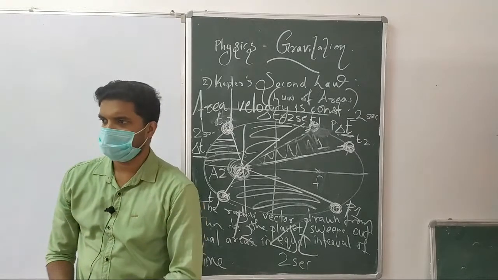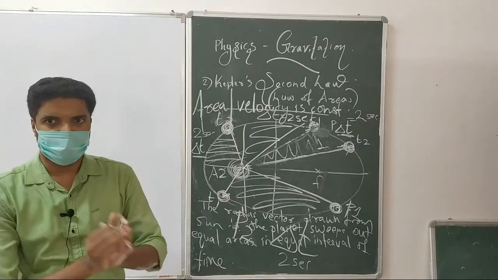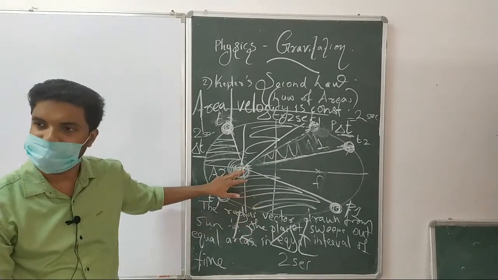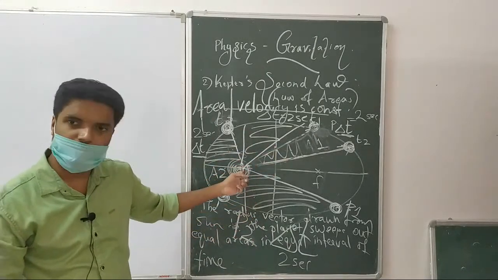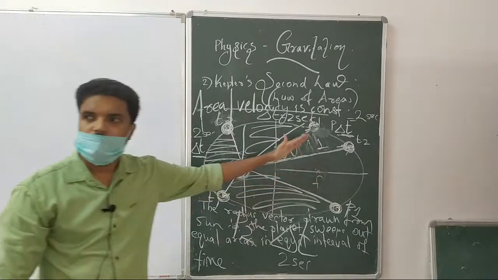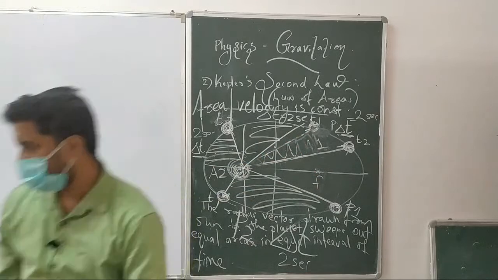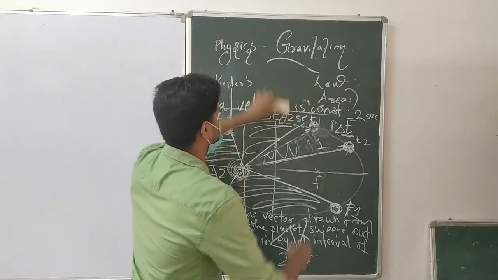Hope you understood. So what was the first law? Every planet revolves around the sun in an elliptical orbit, keeping the sun at one of its foci. And the second law: the radius vector from the sun to the planet sweeps out equal areas in equal intervals of time. One more law is there, that is Kepler's third law.